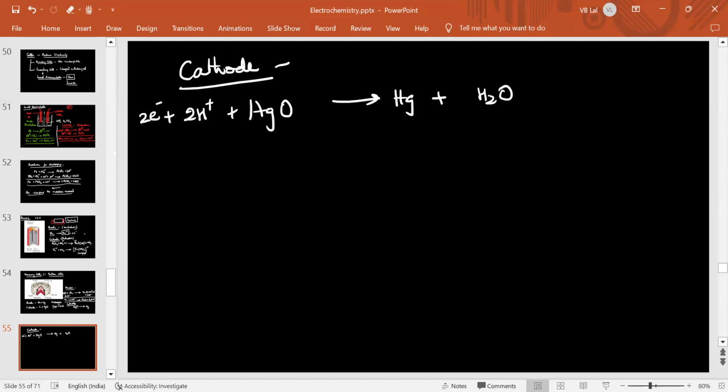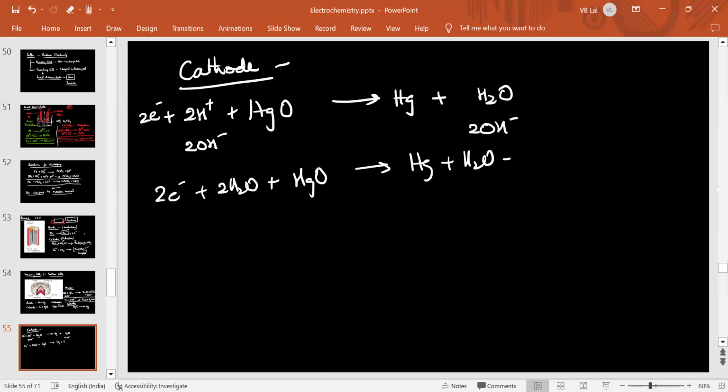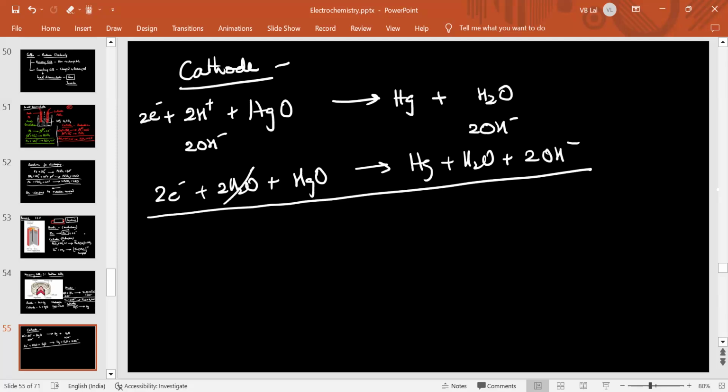Now this has to be balanced in alkaline medium because the electrolyte is KOH. So I have to add as many OH minus as H plus, the same number on this side, so 2 OH minus, and the same number on the other side. If I add or subtract the same thing on both sides, it doesn't matter. So I will rewrite this. It will become 2e minus plus 2H plus and 2OH minus, which become 2H2O, plus HgO will give Hg plus H2O plus 2OH minus. Now finally 2 H2O and this 1 H2O will get cancelled. 1 H2O will remain. So what will be the final equation? 2e minus plus H2O plus HgO will give Hg plus 2OH minus.